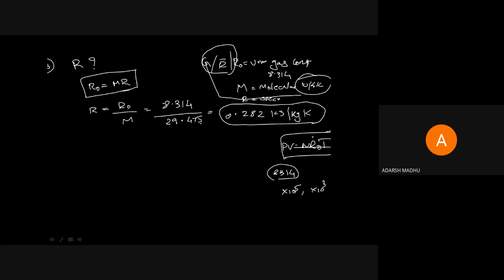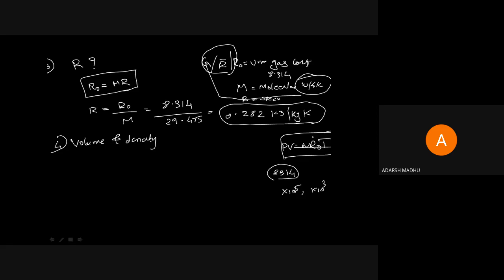Here we only need to find the value in any unit. So here I have found the value of R as 0.282 kilojoule per kilogram Kelvin. Okay, that is the third question. Then the fourth one is to find volume and density.